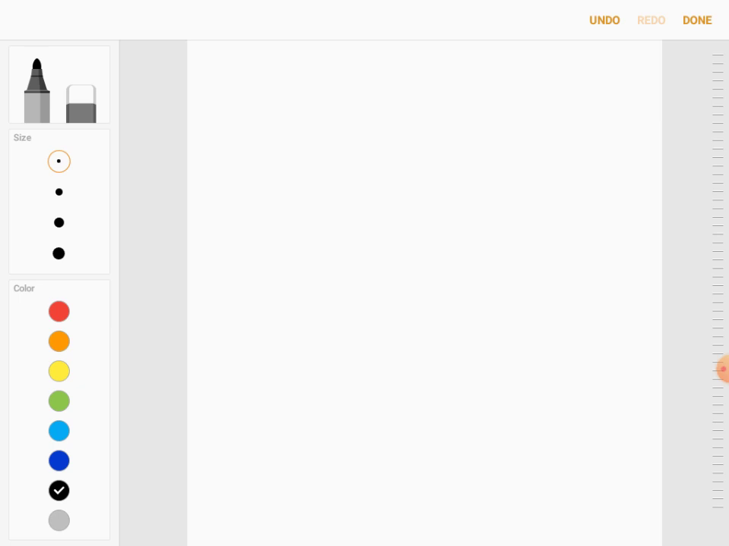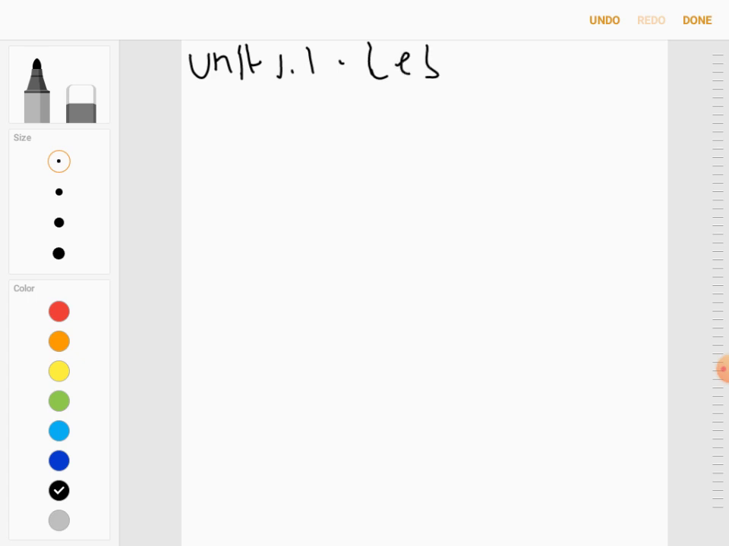So once again, this is Unit 1.1, Lesson 3, and handwriting's terrible, as usual. And that is on wheel and axle.